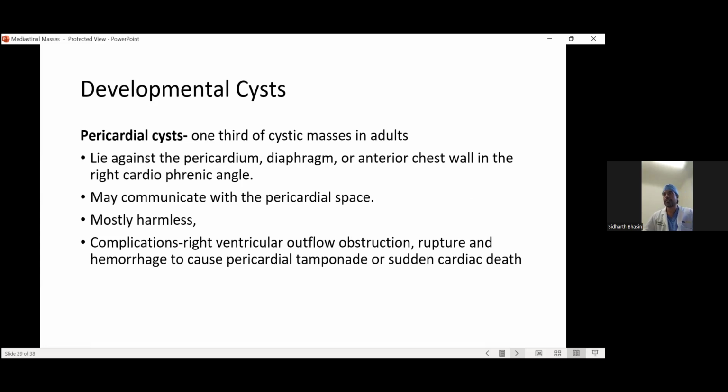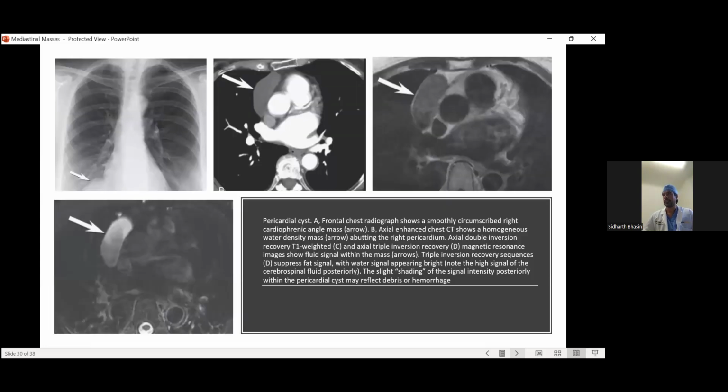Moving on to pericardial cysts, they're one third of the cystic masses in adults. They lie against the pericardium, typically the diaphragm or anterior chest wall, in the right cardiophrenic angle. They may or may not communicate with the pericardial space, but when they communicate, that's when the treatment gets a little tricky. They're mostly harmless, but they can have complications like right ventricular outflow tract obstruction, rupture, and hemorrhage. This is one of the pericardial cysts, just the X-ray and the CAT scan appearance of it.